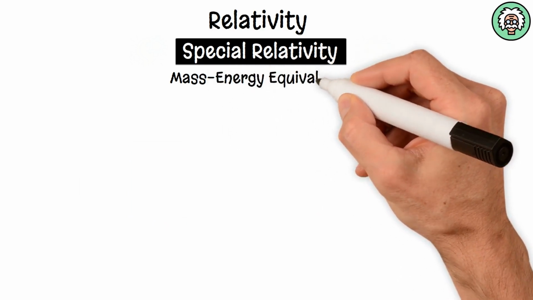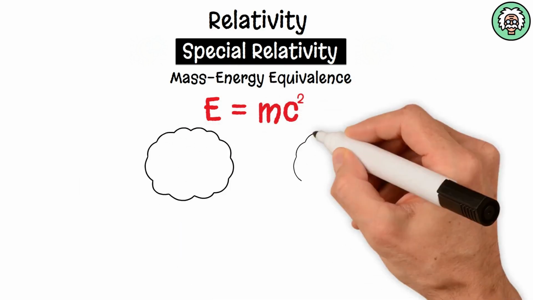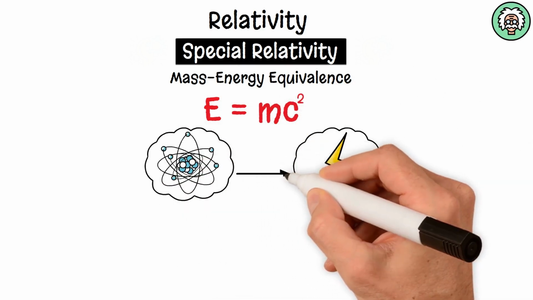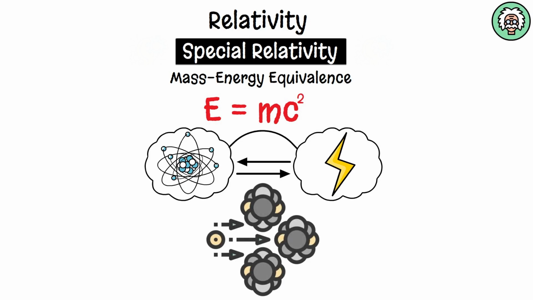Mass-energy equivalence, described by the famous equation E equals mc squared. It states that mass and energy are interchangeable. This means a small amount of mass can be converted into a large amount of energy, which is the principle behind nuclear reactions.